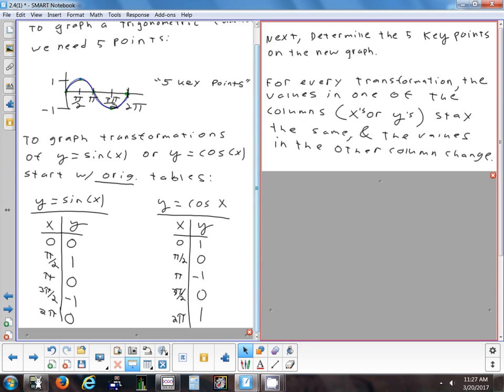Now, this doesn't always have to be true. If we had more time, we can do 2 transformations at once. I could say shift it up 1, and then shift it right 2. And then both columns would change at the same time, because you're shifting up and down and left and right. But in this class, we don't look at multiple transformations at the same time. Just one transformation per problem.